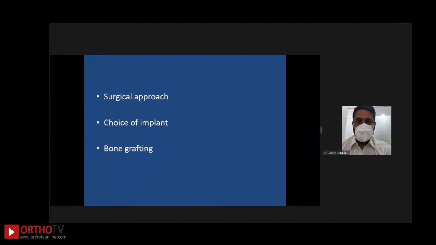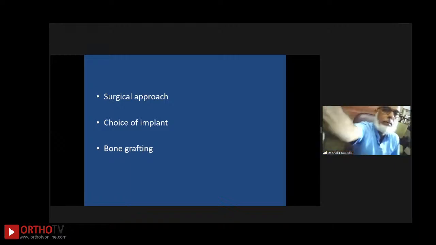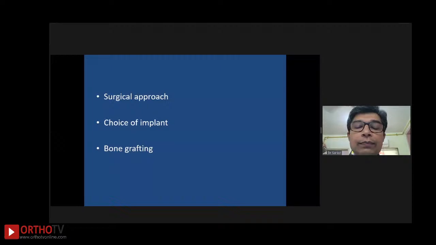Do you have other pelvic views, inlet, outlet views in this? I think we get oblique views of the acetabulum, but unfortunately I have not included those views in this. They were not showing any discontinuity in the columns, so I think it won't make any change in the plan.